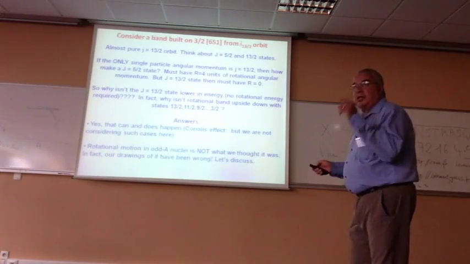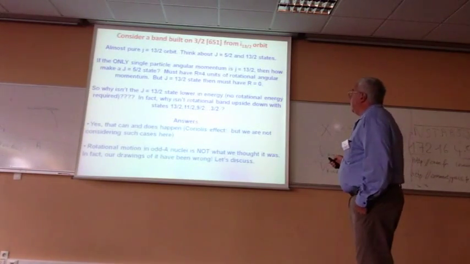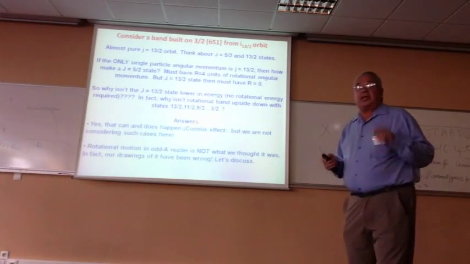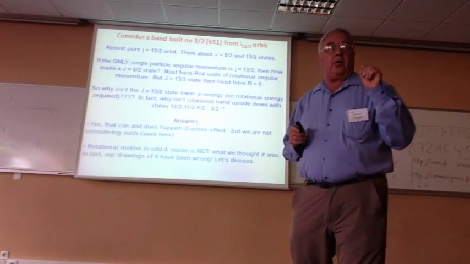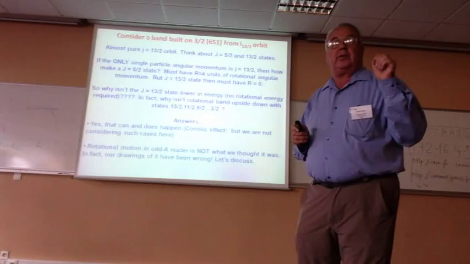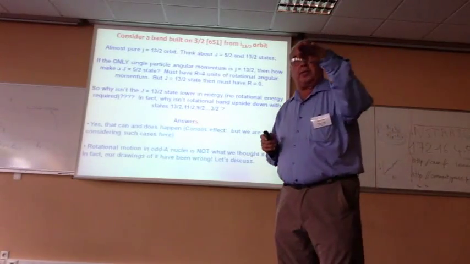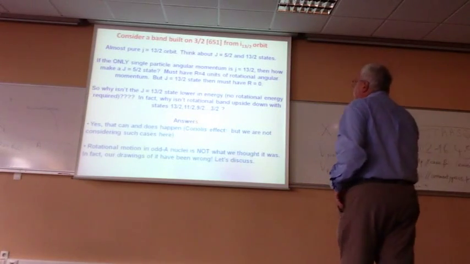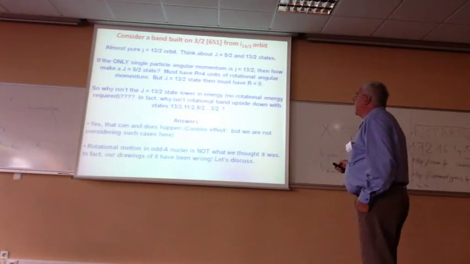Okay, well, actually, let me introduce it a little first. Think of a band built on the 3/2 [651] orbit. Just think about this. This is from the unique parity orbit. So it has nearly pure J equals 13/2. It's one of those straight orbits. Doesn't mix with anything else. So it's almost pure J equals 13/2.